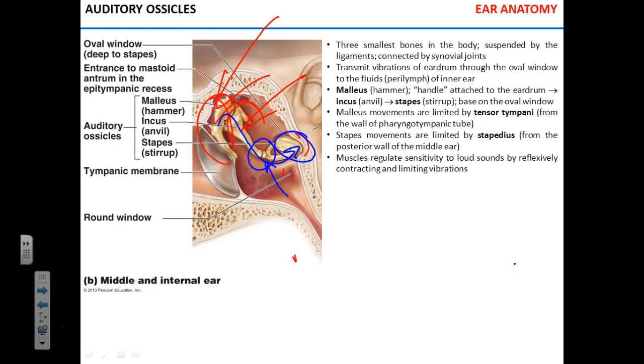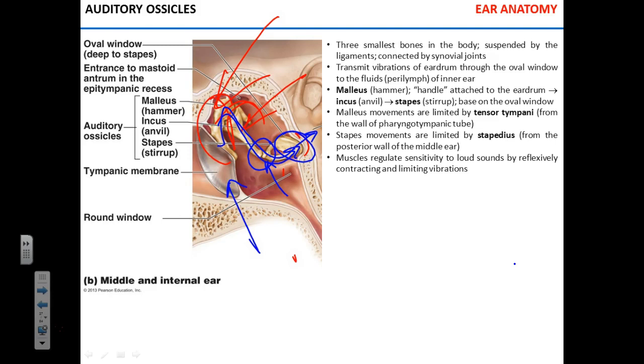So when those ossicles vibrate, those vibrations are transmitted to the fluid and they enter the realm of the inner ear. Does that make sense? To repeat that, you have vibrations of the tympanic membrane. Those vibrations are transmitted to the auditory ossicles, and from auditory ossicles they are transmitted to the fluid via the oval window.